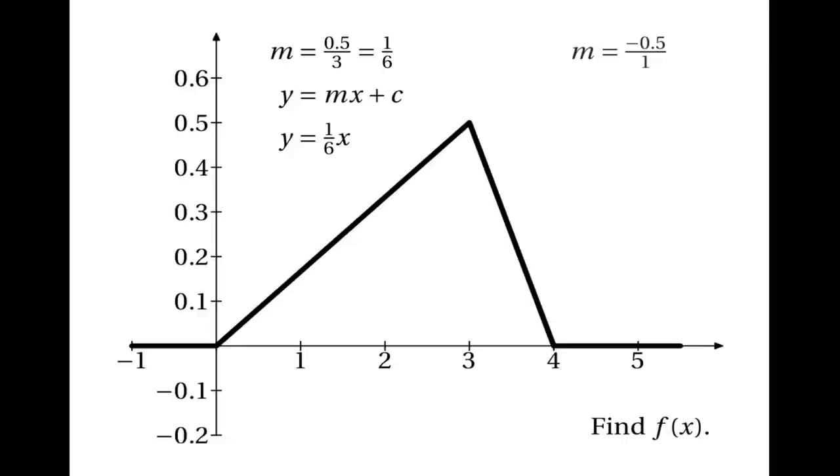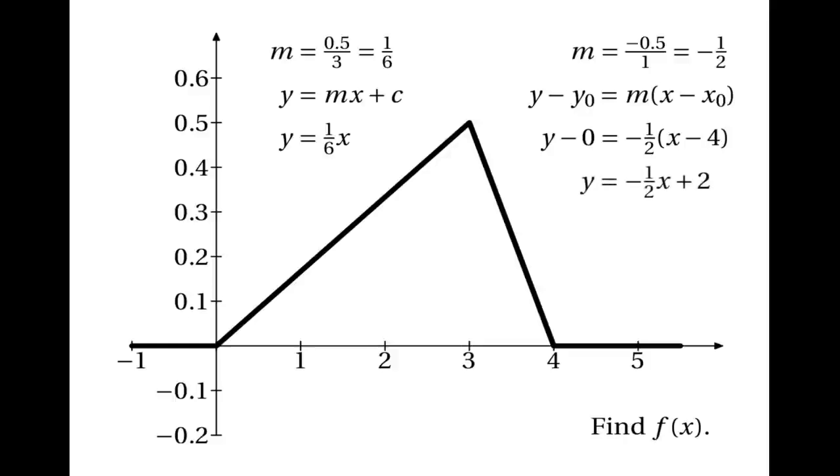For the line on the right-hand side, the gradient is minus 0.5 divided by 1, because it falls 0.5 between when x is 3 and when x is 4. So the gradient is minus 1/2. And now if we use y minus y0 is m times x minus x0, we can see that y minus 0 must be equal to minus 1/2 times x minus 4, because the line goes through the point where y is 0 and x is 4.